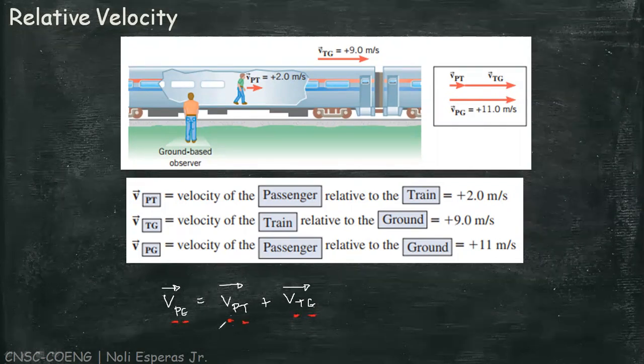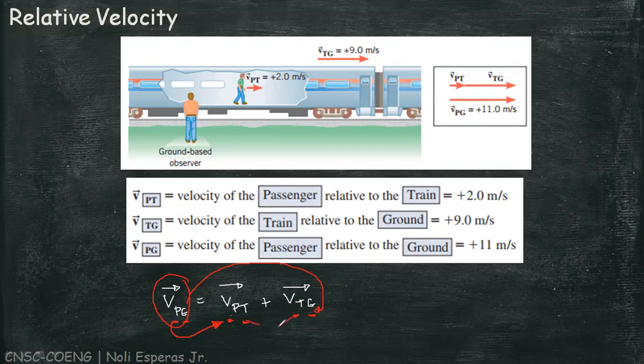So the components P and G here must be P at the first side and G here at the last side. And T, which is in between P and G, will be eliminated in the vector sum.